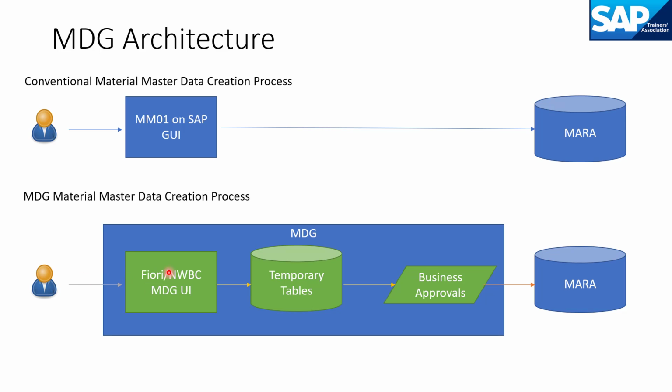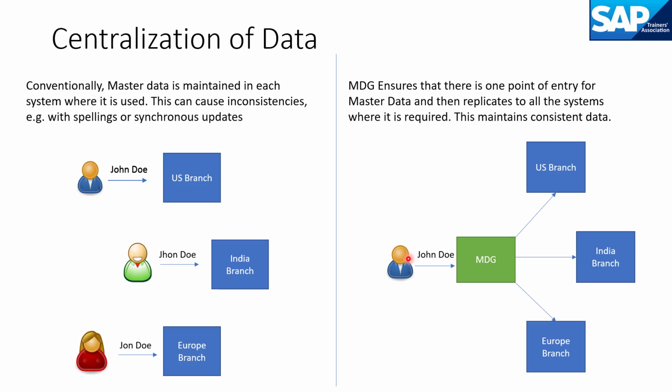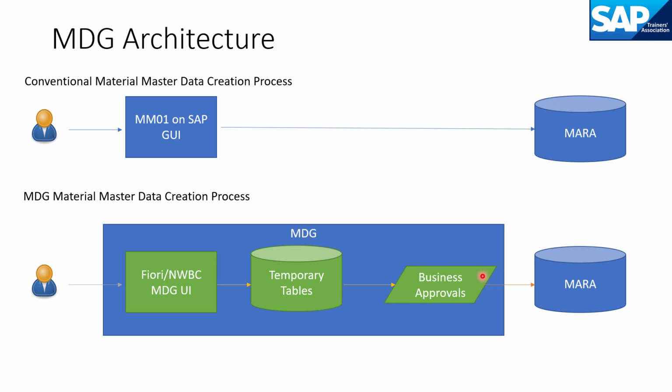So the user enters the data on the MDG UI. It goes to the temporary tables. It stays in the MDG area. It doesn't go to the MARA table yet. It stays in the MDG table, and it will request all the different business approvers that we have seen. It will ask them to approve the data one by one, and once everyone approves it, then it goes to your MARA table. Now, because the data is ensured to be clean, neat, and approved by everyone, people can place orders on that particular material.